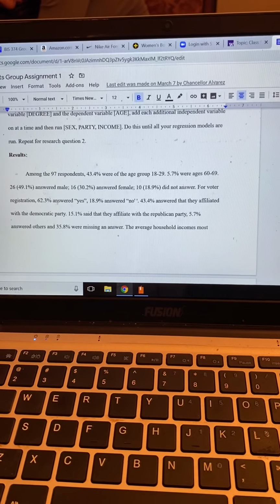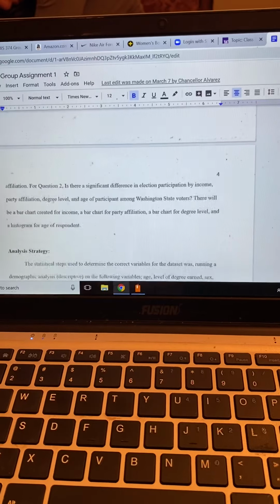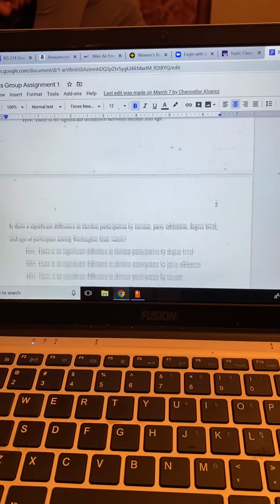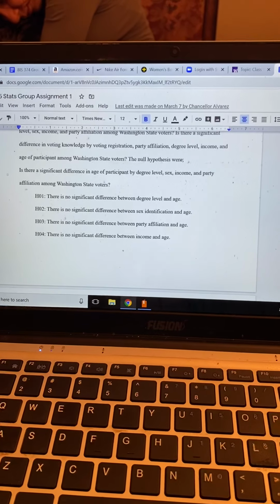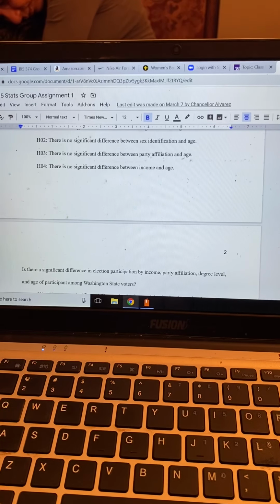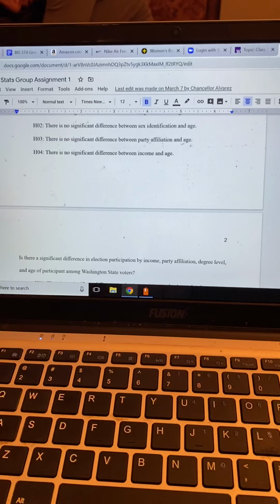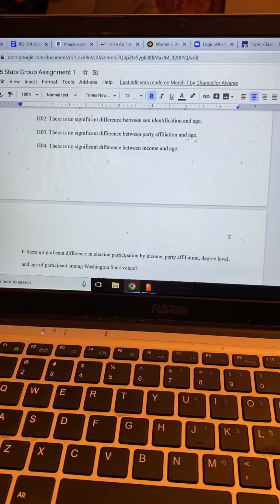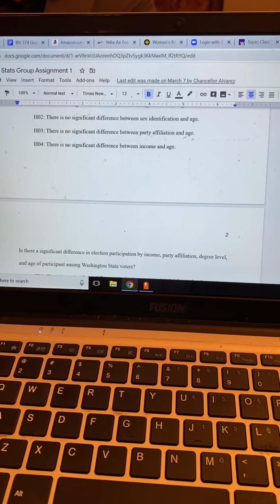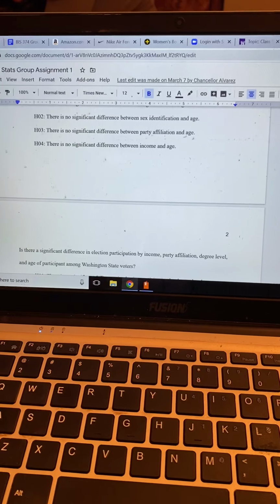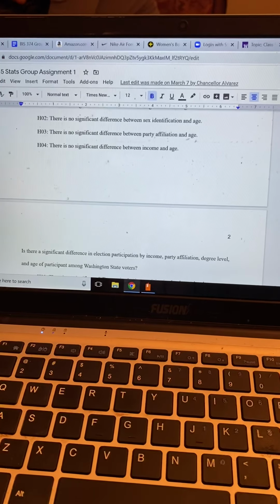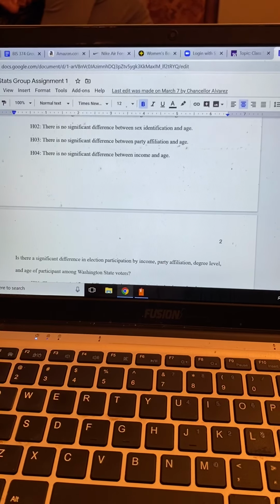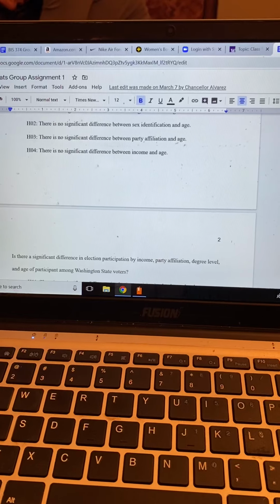So we said that people who voted for Democratic parties would be more likely to have a higher level of education, and that was true. And there was no significant difference between sex identification and age, and that was true. There was a significant difference between party affiliation and age, actually. We found that people who were younger and people who were more educated were more likely to vote for the Democrats.